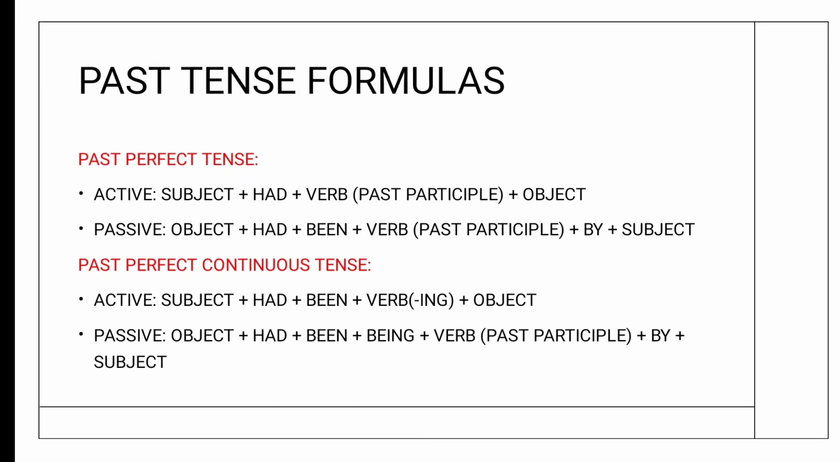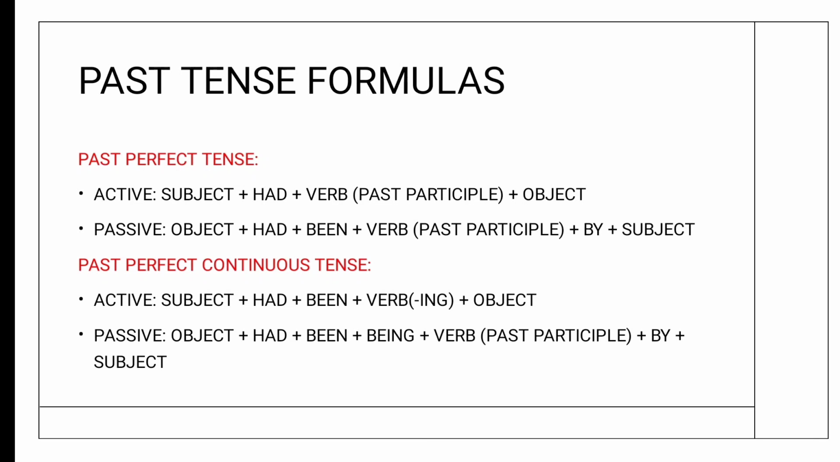Next, past perfect tense. So how to convert past perfect tense? What is the normal formula for the active voice that we use in modern English? It is subject plus had. Why not has or have? Because it is not a present tense. When we are talking about past situations, we have to use had. When we are talking about present situations, we have to use has or have. Subject plus had plus verb in the V3 form, not V2, because it is perfect tense, plus object.